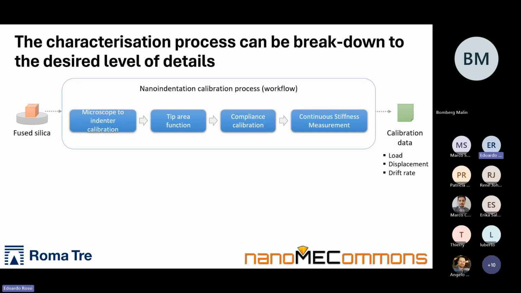enclosed in a framework that is machine readable, and so everything is defined, everything is clearly stated, and you have a list. You will see after this example, you have a list of parameters which the user must fill to complete all the metadata and the characterization process. So we have, as an example, the microscope to indenter calibration, so position calibration of our indenter tip, area function definition, compliance calibration, so this is our frame stiffness compliance. Then we have the measurement itself, which is in this case continuous stiffness measurement, and we go to the calibration data.